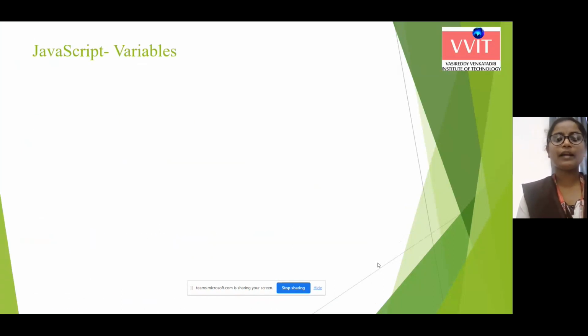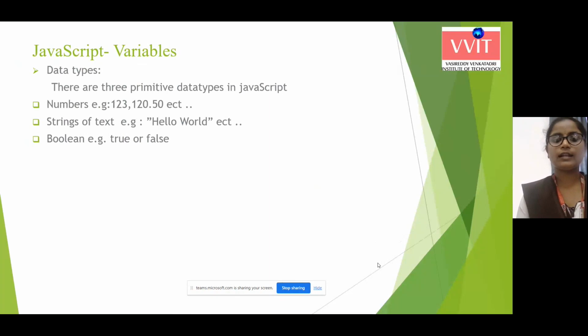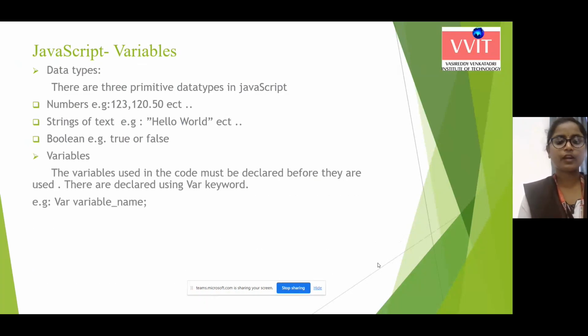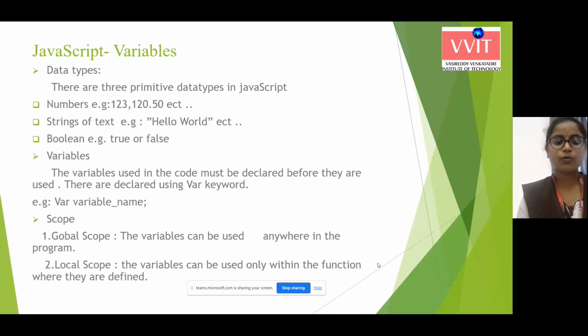JavaScript variables. Any programming language contains its own variable types, and there are some data types in JavaScript too. There are numbers, strings, and booleans. You are familiar with numbers, and numbers support both integers and floating points, and strings can be enclosed with double quotes. Boolean values are true and false. Variables can be declared in JavaScript using the var keyword, and the scope of a variable means variables contain both global scope and local scope. Local scope means the variable defined in a function is used for that function only. The variable that can be used anywhere is a global scope variable.